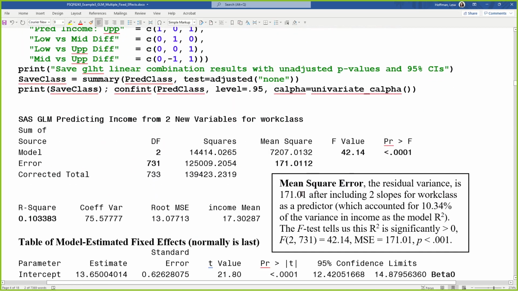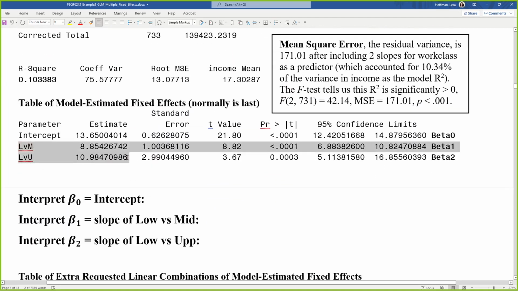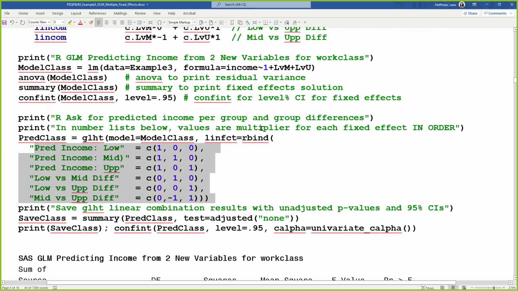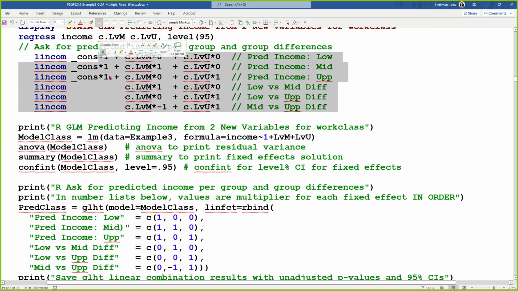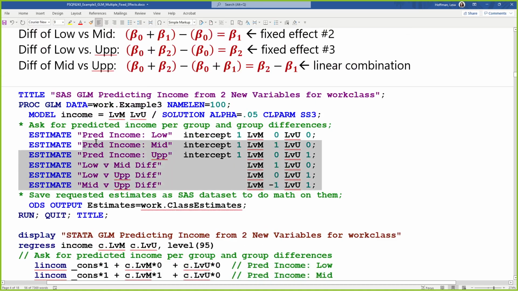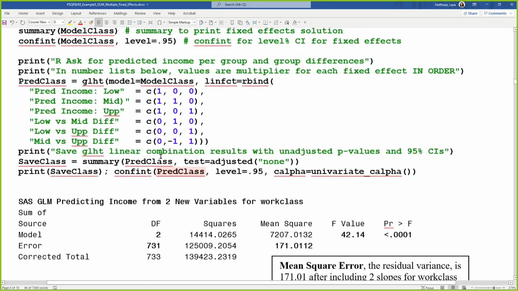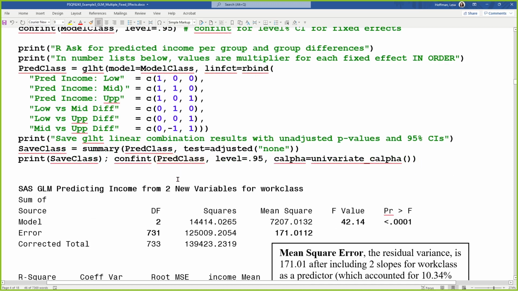Step 3, realize what you don't know yet that you want to know. So in our example, I directly get to know how the middle group differs from the low group and how the upper group differs from the low group. I don't know how middle and upper differ, though. But I can find out by doing these sorts of linear combination statements. So GLHT in R, lincom in Stata, and estimate in SAS. Step 4, compute effect sizes for everything you care about reporting.